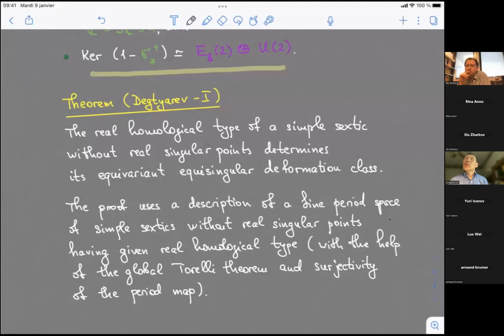And what is the U here? I'm not familiar with the lattice U. U is sometimes called the hyperbolic plane, but this terminology is confusing. It's a rank 2 lattice with the Gram matrix, in an appropriate basis, 0, 1, 1, 0. Okay, like this.